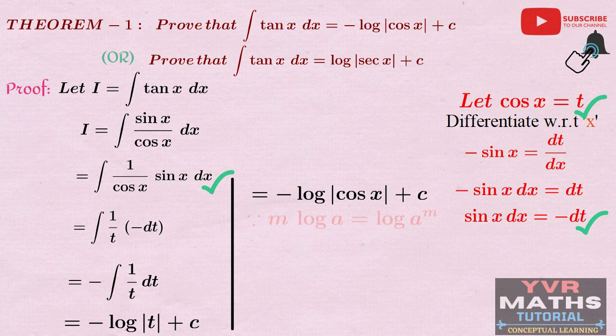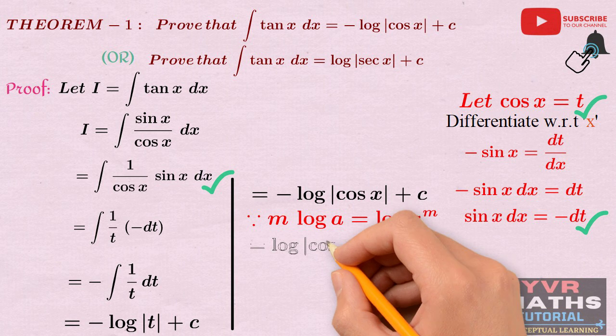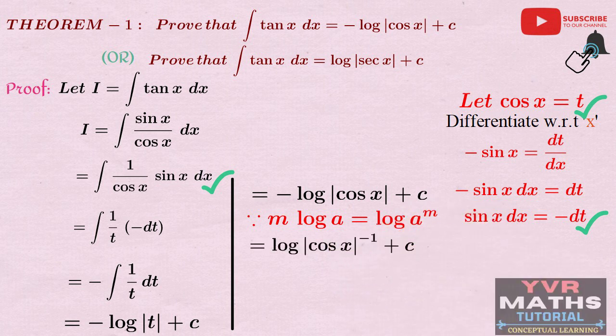We know from the logarithms concept, log a power m is equal to m log a, or m log a is equal to log a power m. So here the coefficient of log, minus 1, is m and cos x is a. Then it will become minus 1 into log of cos x, which is nothing but the m log a form. So I will apply the log a power m formula. So the next step is log cos x whole power minus 1 plus c.